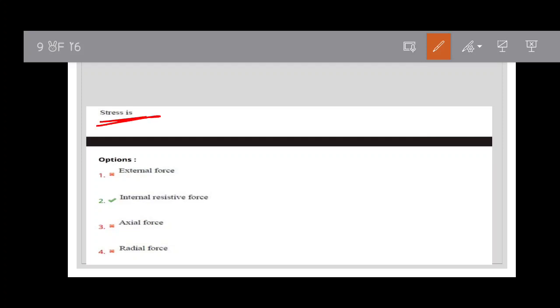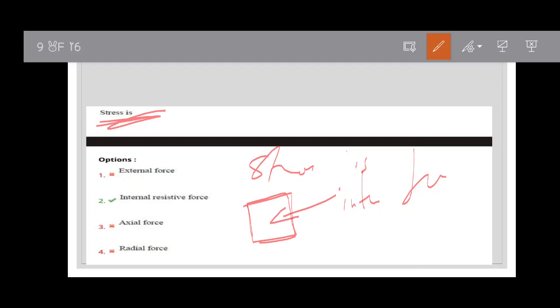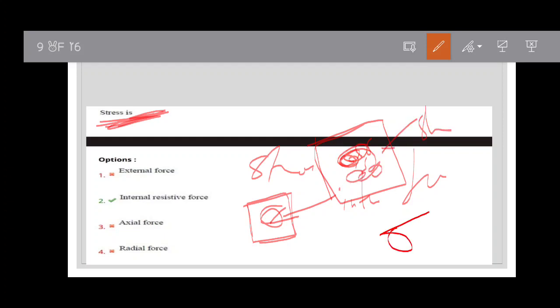Next question, stress is asking that stress is what? We know that stress for a human, sometimes he gets stressed, which is nothing but internal force or internal resistive force. Stress is nothing but the force which is developed internally. Suppose we take a body, the internally developed, self-developed force is nothing but the stress. Stress is denoted by sigma here. He has given the options: external force, internal resistive force, axial force, radial force. Stress is nothing but internal resistive force. Option B is correct.